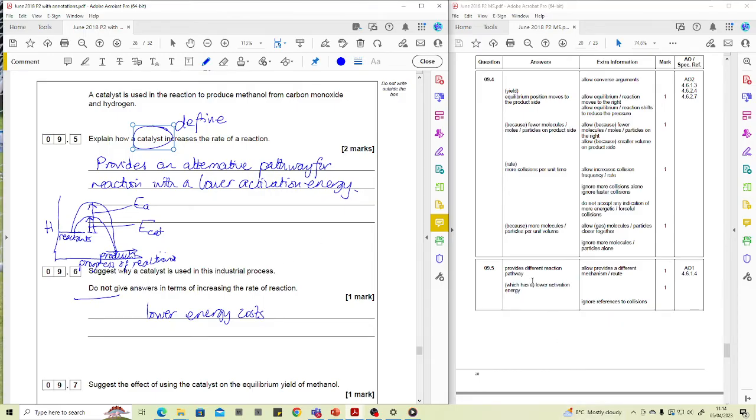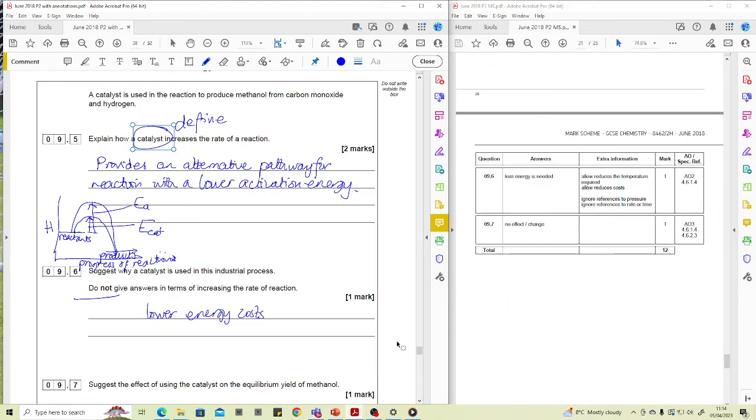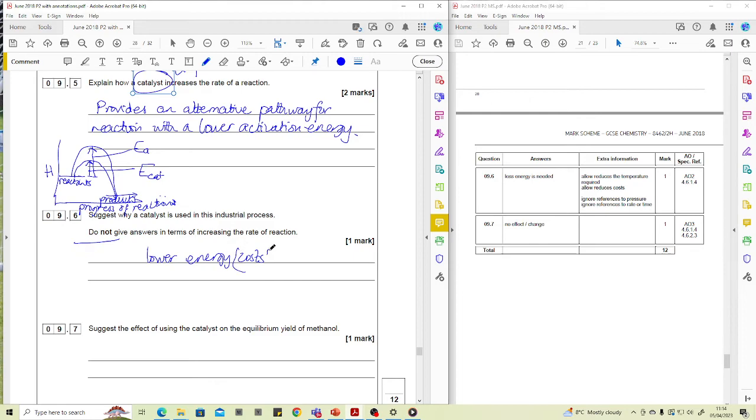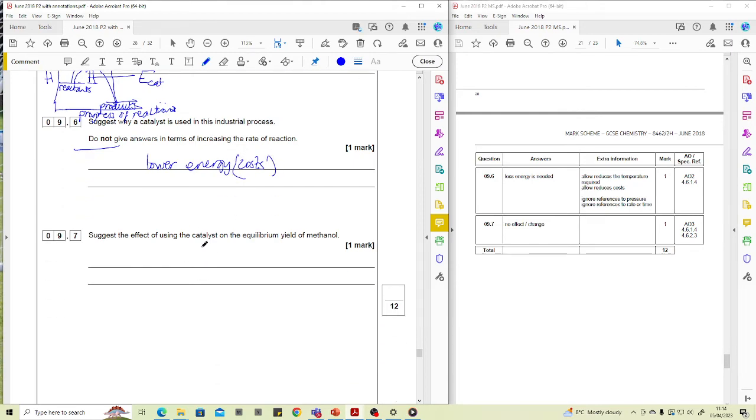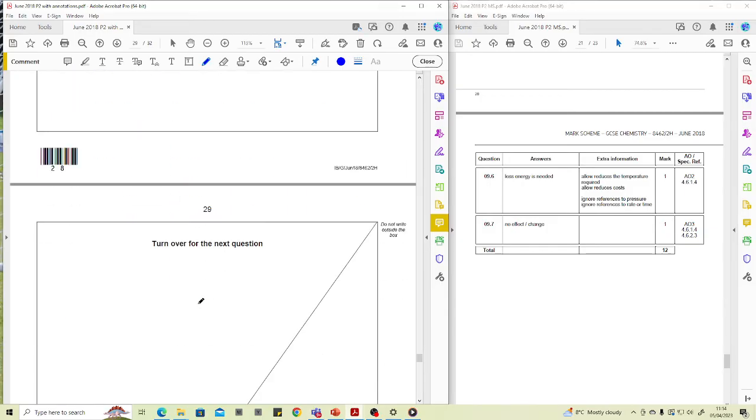Okay, costs in a bracket, you don't have to put lower energy requirement. It's also fine. So suggest the effect of using the catalyst on the equilibrium yield. No effect at all. Catalysts don't affect yield, only rate.